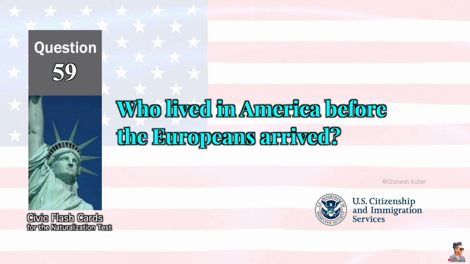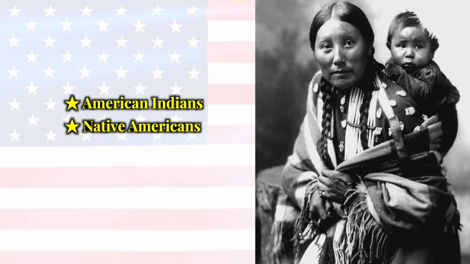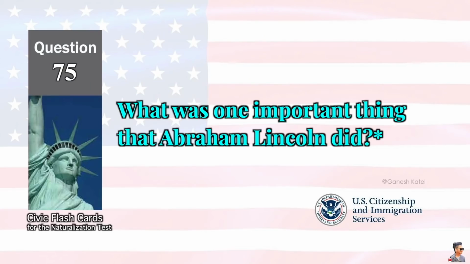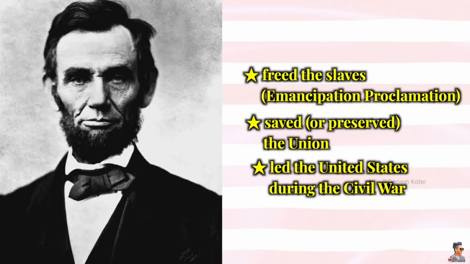Who lived in America before the Europeans arrived? American Indians. Native Americans. What was one important thing that Abraham Lincoln did? Freed the slaves. Emancipation Proclamation. Saved or preserved the Union. Led the United States during the Civil War.